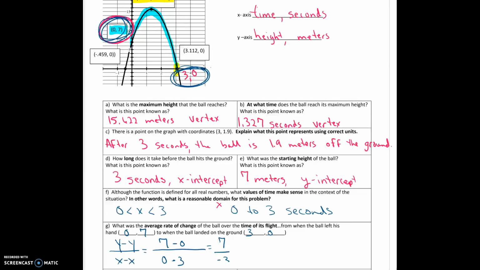And then I'll use my calculator, and when I divide those, I get negative 2.33 over 1. So the reason why it's negative is because in the end the ball is going down.